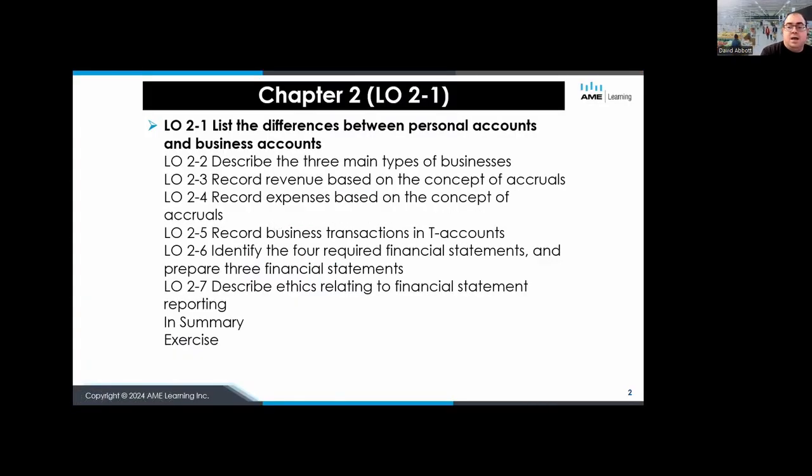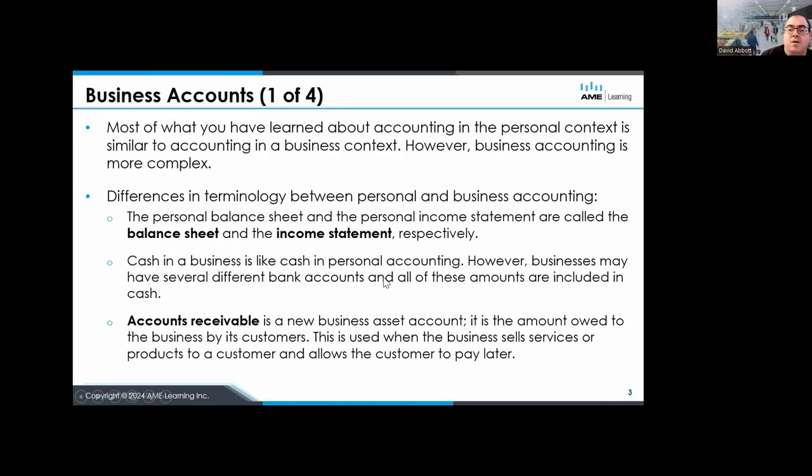We're going to take a look at some of the differences between personal accounts and business accounts. Now, most of what we learned in accounting in a personal context back in chapter 1 is going to be similar for accounting in a business context. However, business accounting is more complex. So, differences in terminology between personal and business accounting. The personal balance sheet and the personal income statement are going to be called the balance sheet and the income statement, respectively.